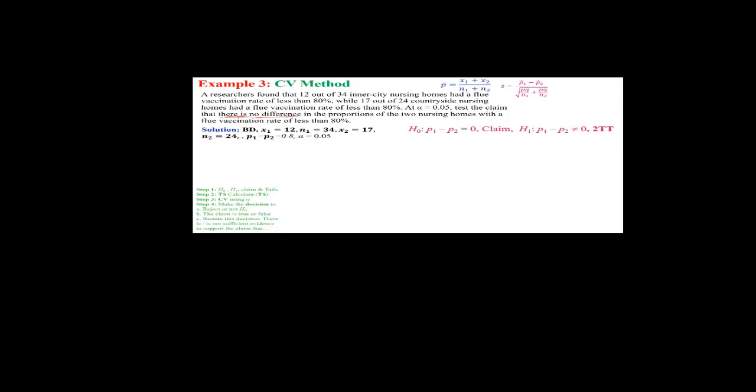And we have to calculate P bar, which means we need a couple of things. For the test statistic numerator, we need P1 hat and P2 hat, so X sub 1 over N sub 1, X sub 2 over N sub 2. For P bar, we need X sub 1 plus X sub 2 over N sub 1 plus N sub 2. So we have to calculate those first, and I'm assuming everybody can do that.